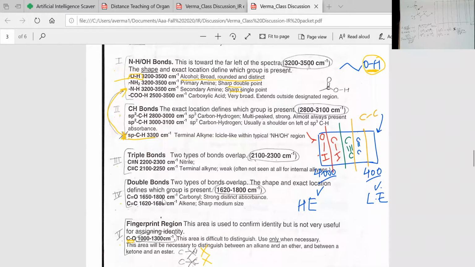The sp2 carbon bonded to a carbon lies in region 4 and is a sharp, medium-sized peak. And hence, the last one is sp2CH, which is in region 2 and on the left shoulder of your sp3CH peak.